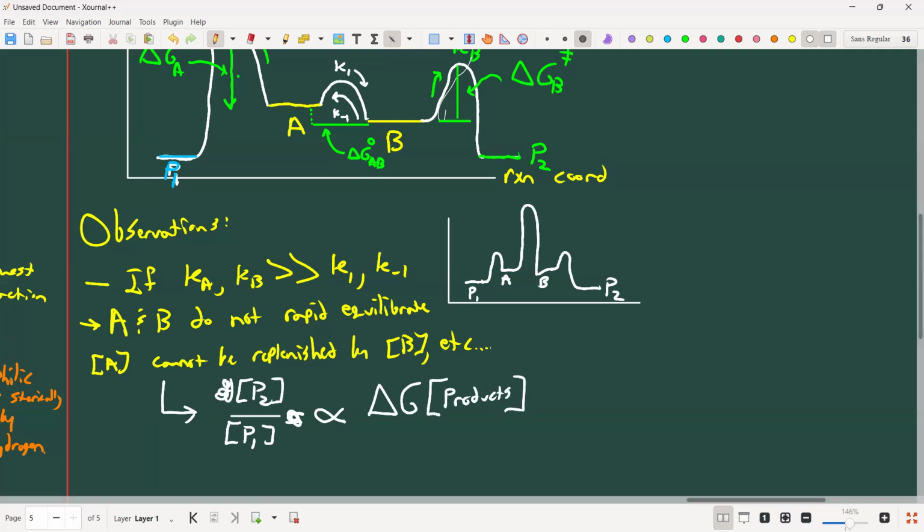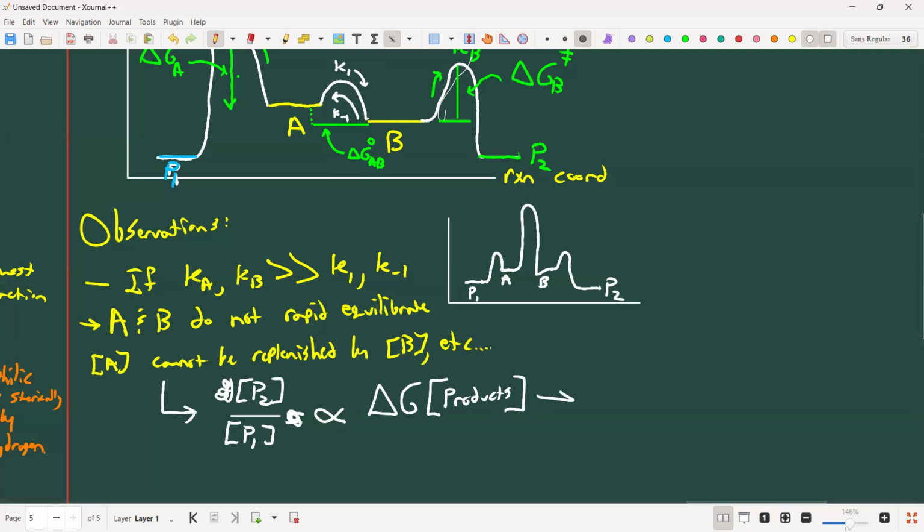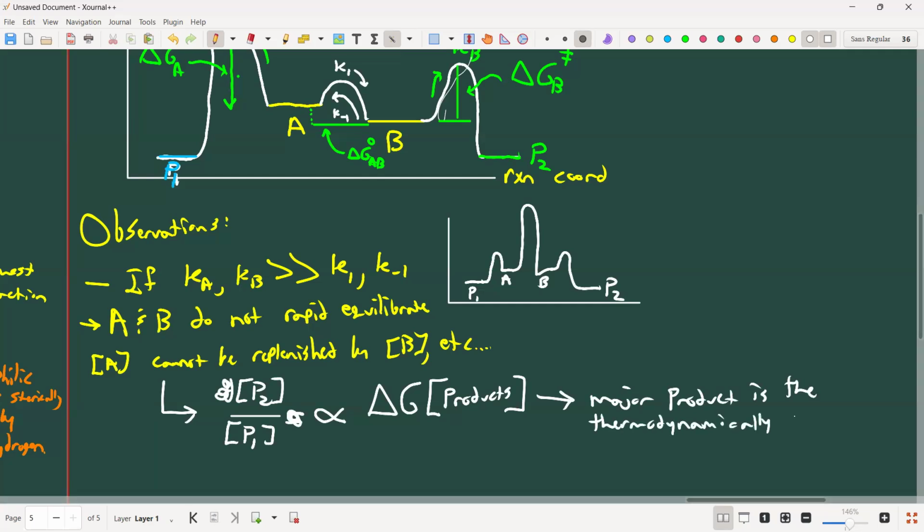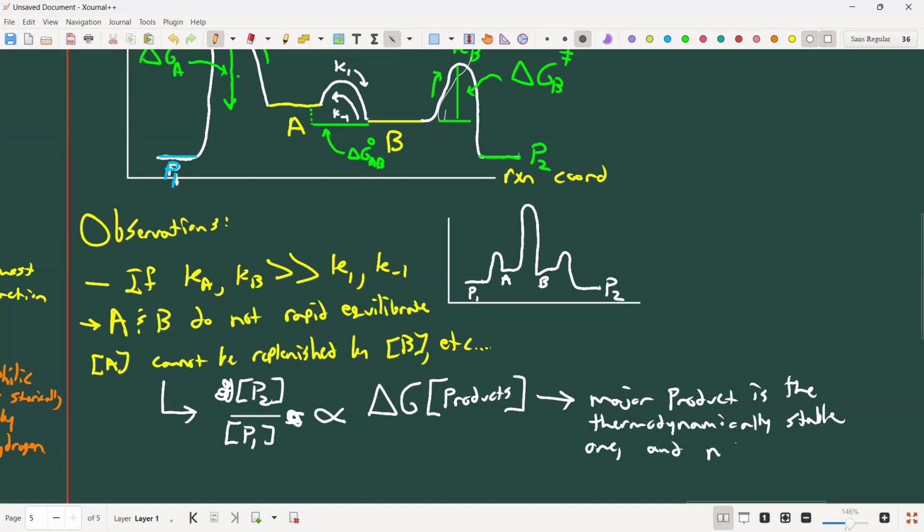Right, so if you have two reactions, A to P1 and B to P2, the one that you're going to form the first of is the one that is most exothermic and the most kinetically favorable, right? So thermodynamics takes over here, right? So what this means is that the major product is the thermodynamic one. Stable one. And not the fastest forming.